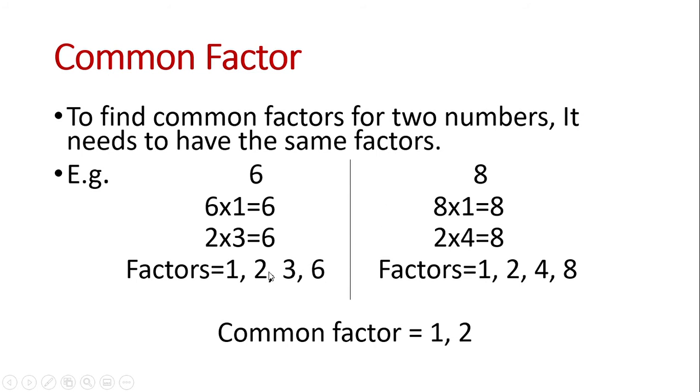Now 3. 3 is not there in any of these. 4. It's not there in any of these. 8 is not there and 6 is not there. So common factors are 1 and 2.